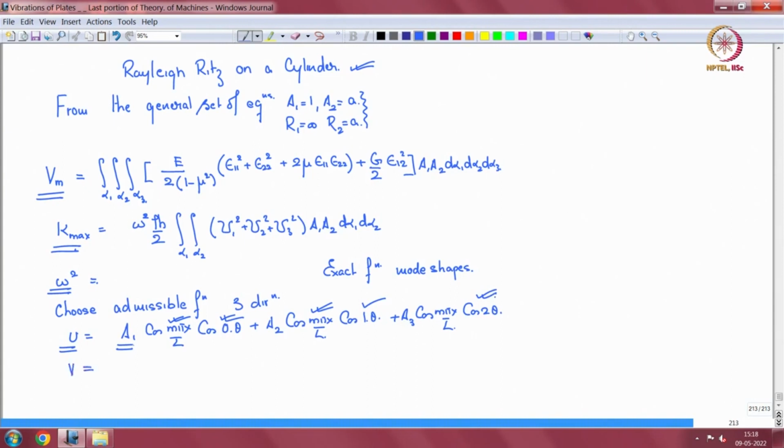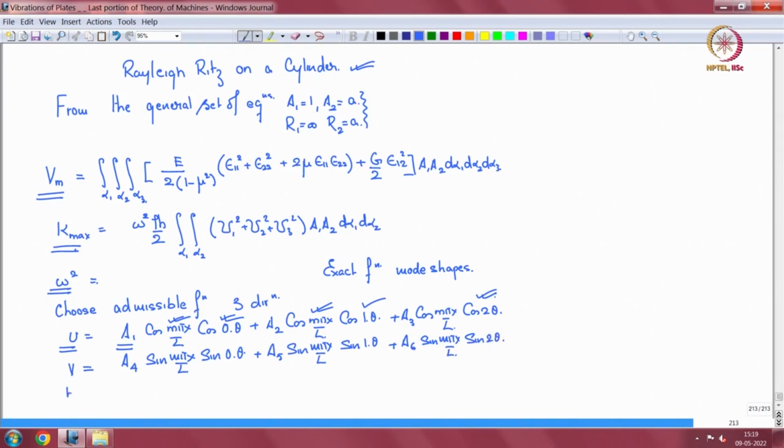Then V we take as A4 sin m pi x by L sin 0 theta plus A5 sin m pi x by L sin 1 theta plus A6 sin m pi x by L sin 2 theta.